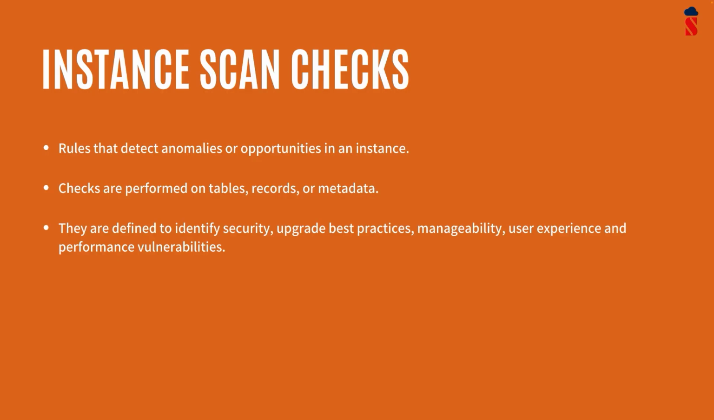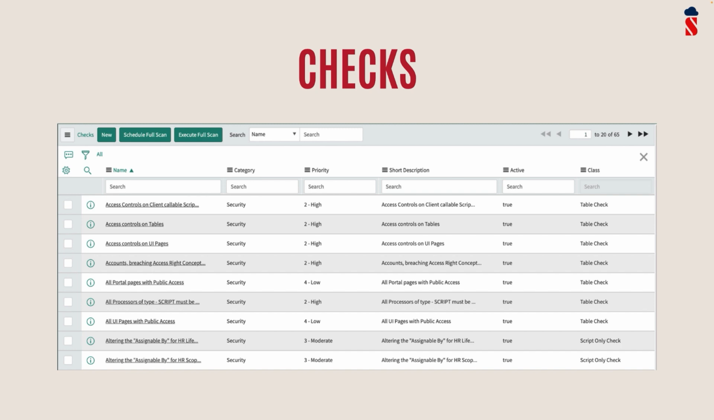Instance scan checks. Check is a rule which detect issues and run against tables, records, or metadata. Checks are defined to identify security, upgrade, best practices, manageability, user experience, and performance vulnerabilities. As an example, you should not use DOM manipulation in client scripts. This is kind of best practice which will have a rule defined in a check, and this check will review if any client script has DOM code mentioned. ServiceNow does provide out-of-the-box checks. There are around 66 checks.